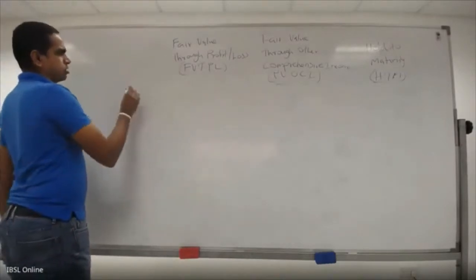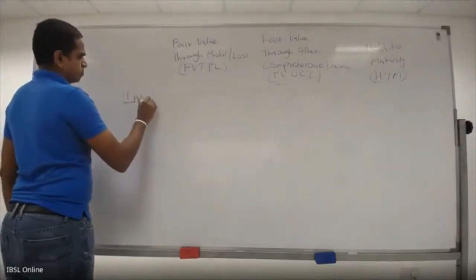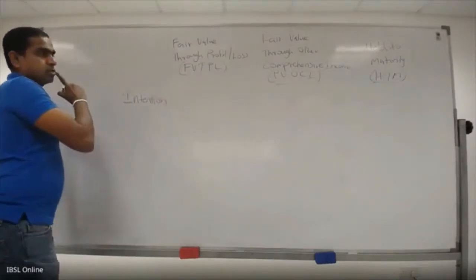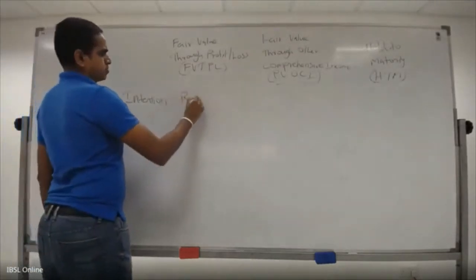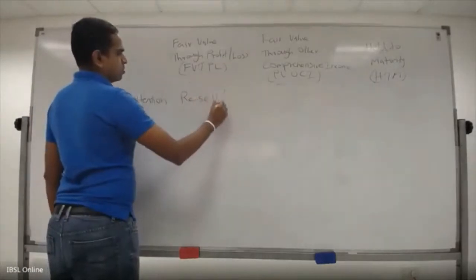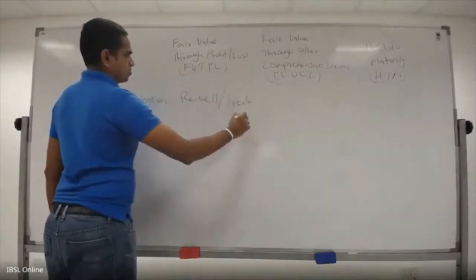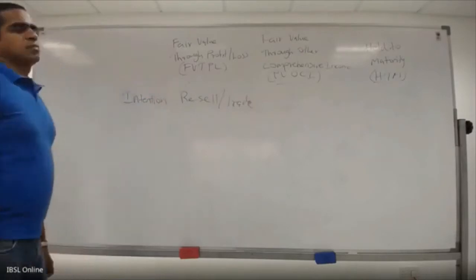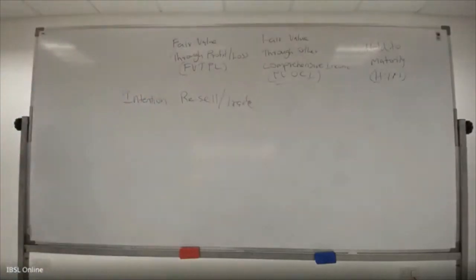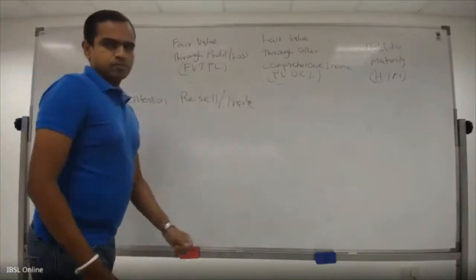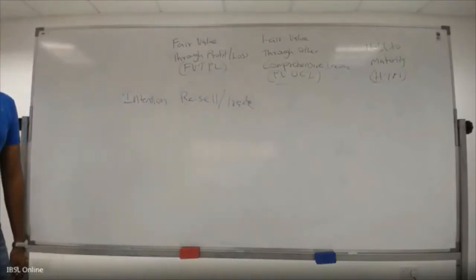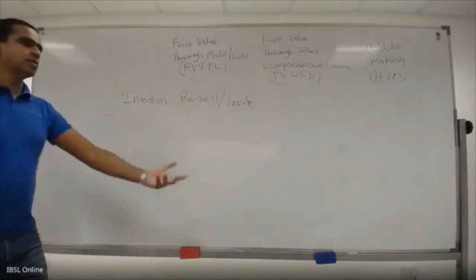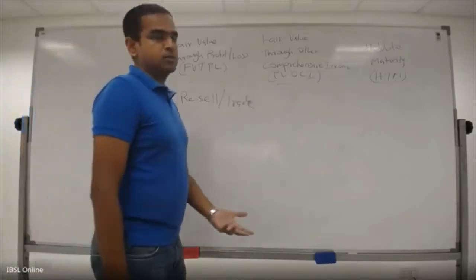Now, the intention when it comes to classifying under FVTPL is to resell or to trade. Right? Your objective is to trade. You haven't bought it to use it. Your objective is to sell. We need to trade. Trading maybe vehicles, you can trade bonds, or any asset you want.